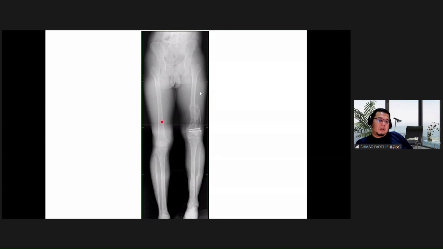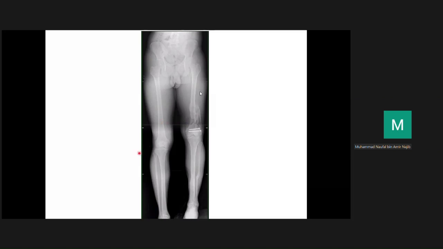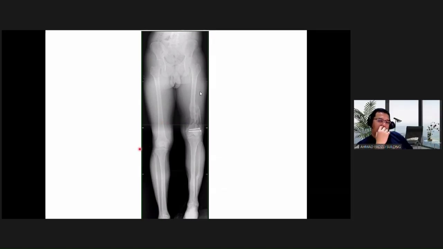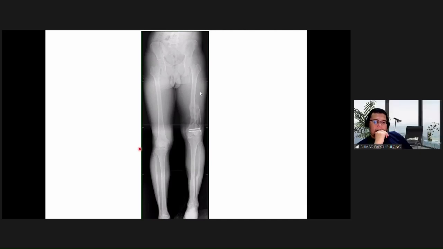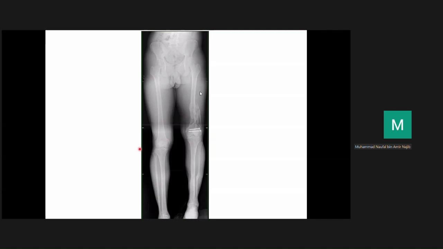So comment on the femur. What do you see? Nampak tak? So this is an AP view of the femur. What do you see? So there is shortening of the left femur. Okay, lagi? Then there is screw at the distal femur. Two screws. Okay, 2 screws, alright. And then there is malunion of the distal femur.